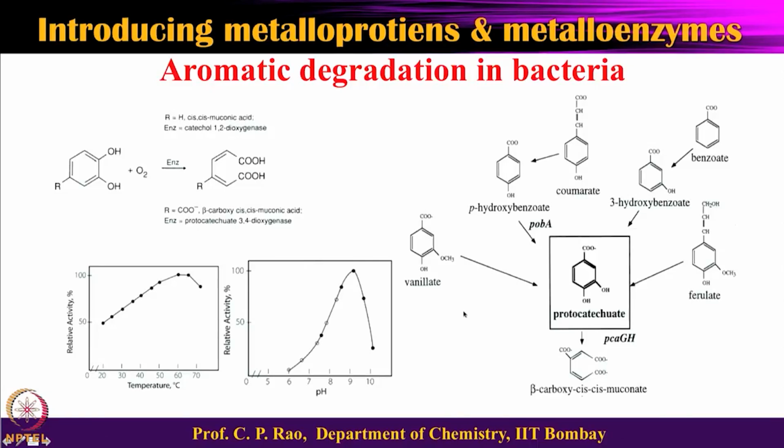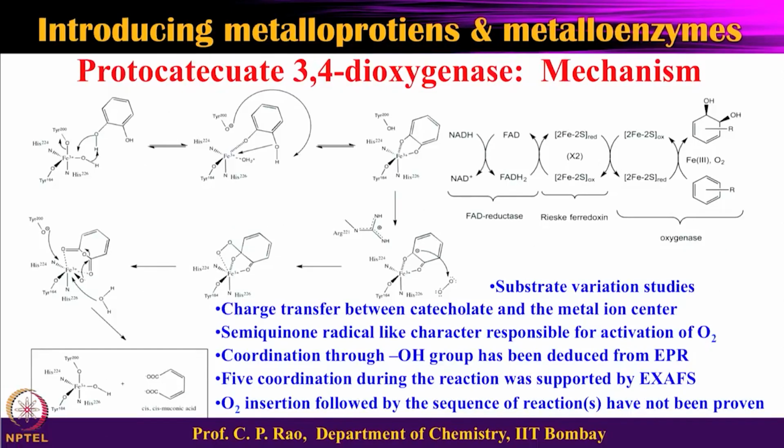Now, let us look at some mechanistic aspects of this enzyme. We have looked at the mechanistic aspects of the previous enzyme, which is the cytochrome P450, and then we have looked at one more enzyme, methane monooxygenase. In both the cases, only one O of the O2 is being utilized. Let us look at this protocatechuate 3,4-dioxygenase, a dioxygenase case mechanism.